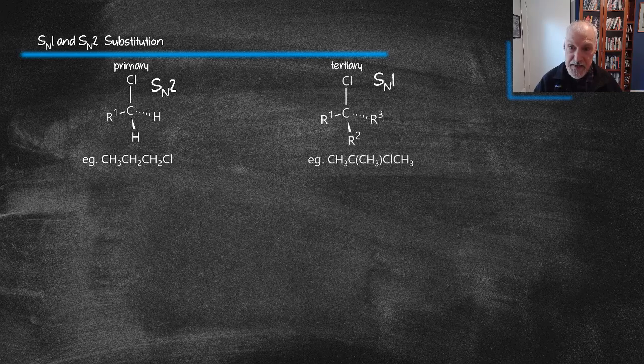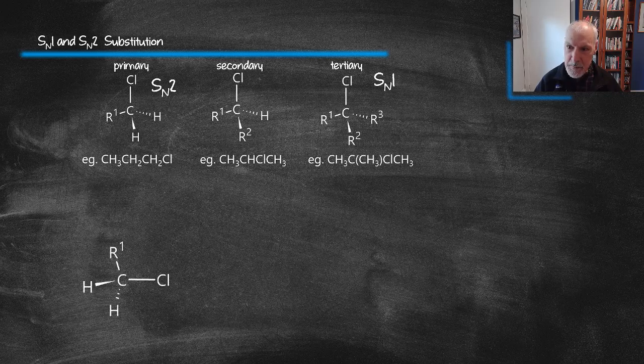If, however, that carbon is attached to three other groups, it's a tertiary carbon, and that would then lead to what's called SN1 substitution. The middle one, secondary halogenoalkanes, could undergo either one of them, depending on conditions and the type of halogenoalkane and the type of nucleophile that's attacking. Let's begin by looking at a primary halogenoalkane.